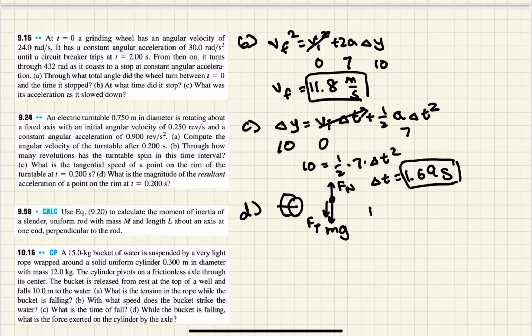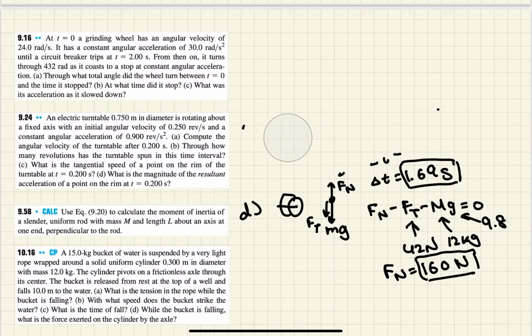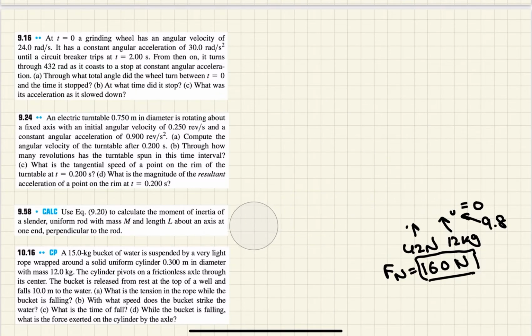And so the equation for this is Fn minus Ft minus mg is equal to 0. This is actually the bigger M, because it's a cylinder. We basically know all of this. Ft is 42 newtons, m is 12 kilograms, and g is 9.8. And so 12 times 9.8, and then also the 42 added together make 160, and so the normal force would be 160 newtons. Again, just math there. All right, and that's it for this first four. And then we have another four down there, which is fun.